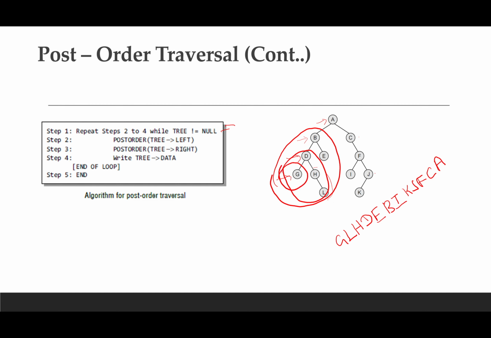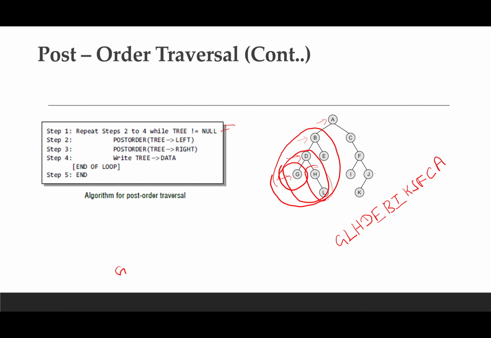Then it will check whether the condition is true. So it will check for the left subtree. It doesn't have a left subtree. It will call the left subtree, it doesn't have one. Then it will call the right subtree. It doesn't have one. So it will write the root. So what is the root here? It is G. Then it will call the right.